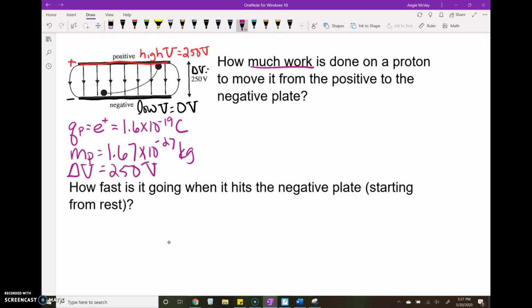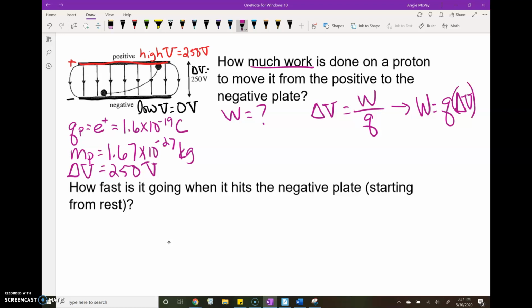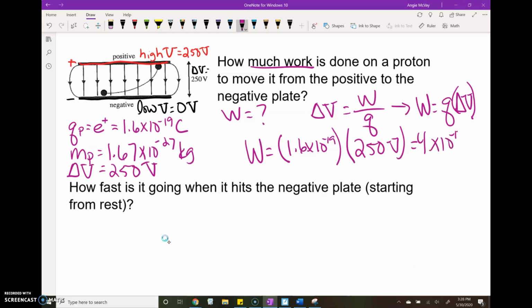So we're trying to solve for work. We know potential difference equals work done per unit charge, which means work is charge times potential difference. So work is charge, 1.6 times 10 to the minus 19, times potential difference, 250 volts, and that is equal to 4 times 10 to the minus 17 joules. It's not very much energy, is it? But it's the amount of energy gained by a little tiny particle.